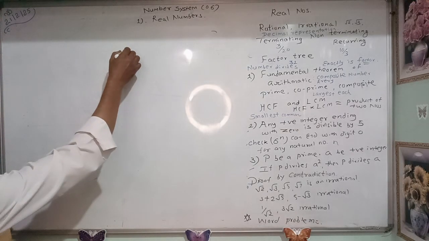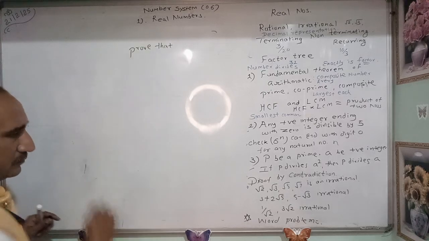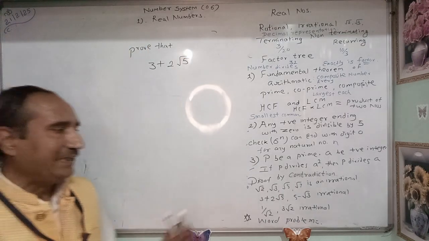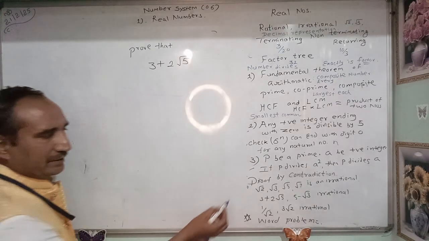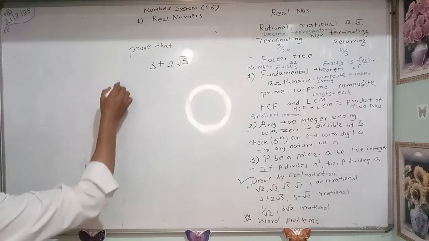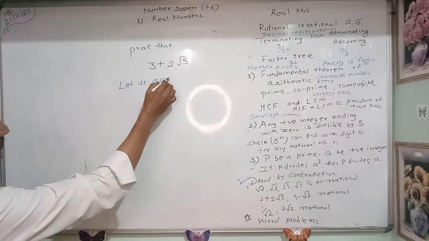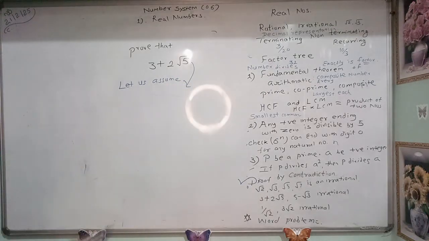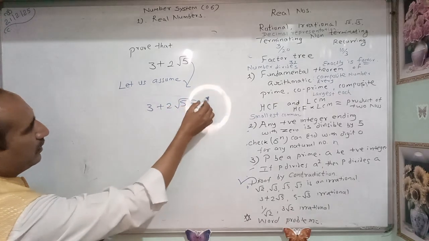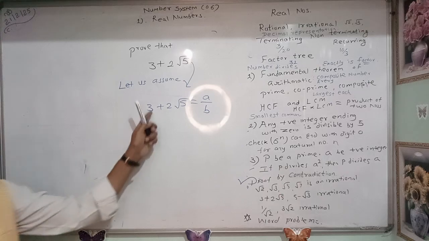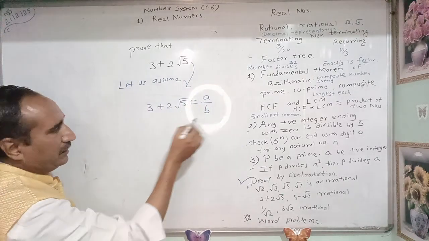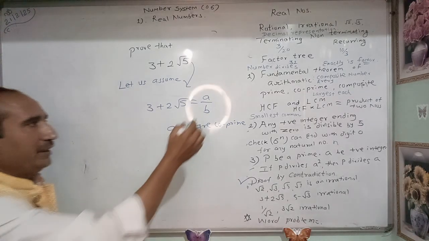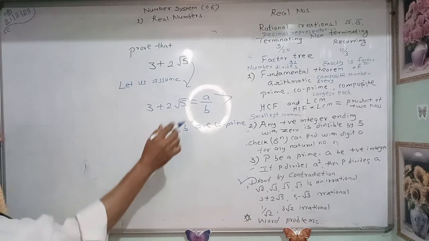Look here. Next theorem. Prove that 3 plus 2 root 5 is irrational. So again, we'll prove this by contradiction method. Let us assume it is rational. Now, if it is rational, it can be expressed in the form of a upon b. What is a upon b? It is the simplest form of the rational number. And what are a and b? a and b are co-prime. Now again, what is co-prime? They have only one as a common factor. a and b are integers.